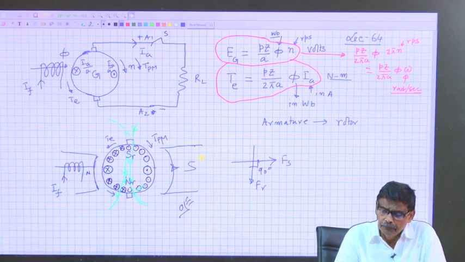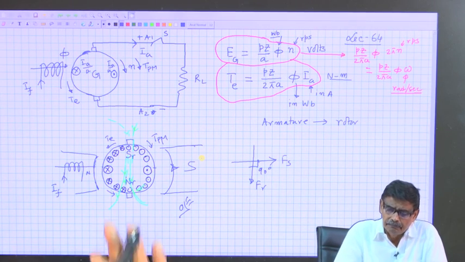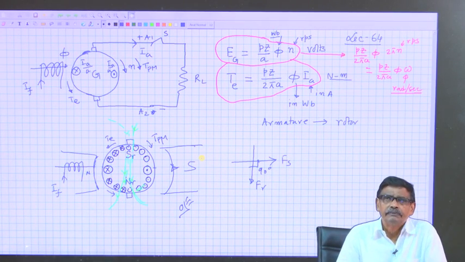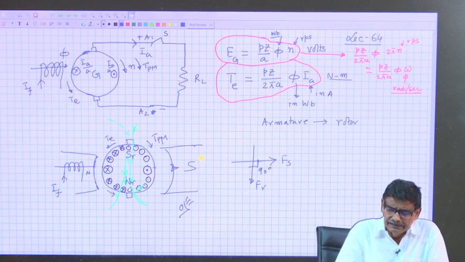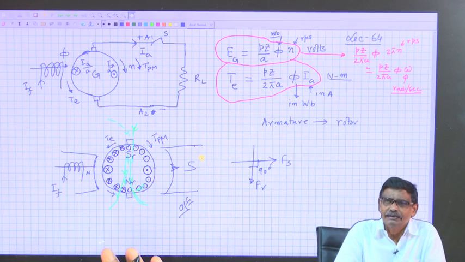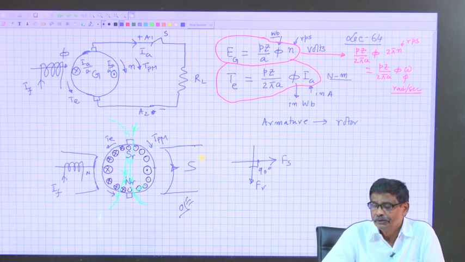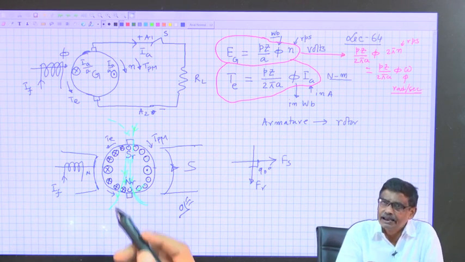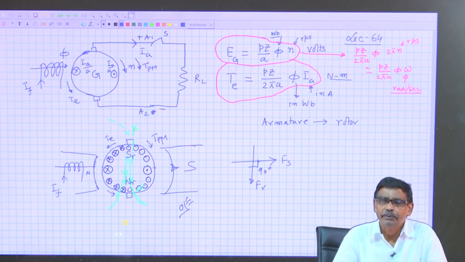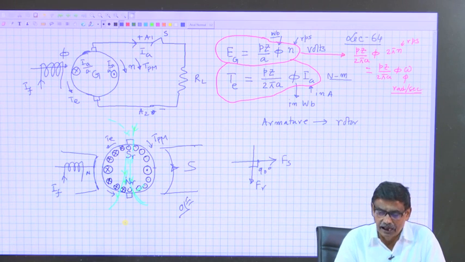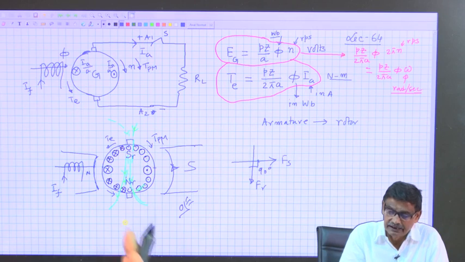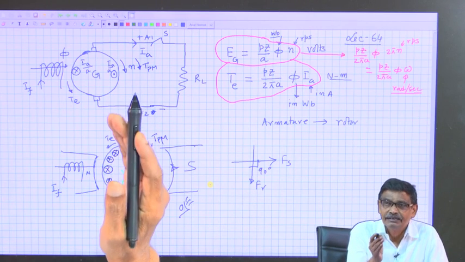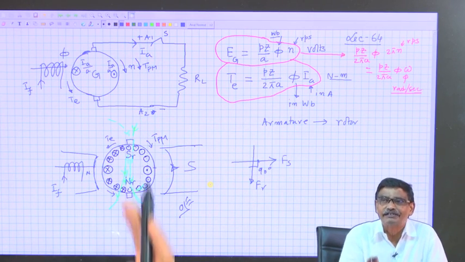Getting? Therefore, it is like this. This is slightly, I mean, not surprising. It is interesting to note that armature conductors are moving, they are carrying current, but the direction in which the armature field is present, that is Fr, that is always fixed.